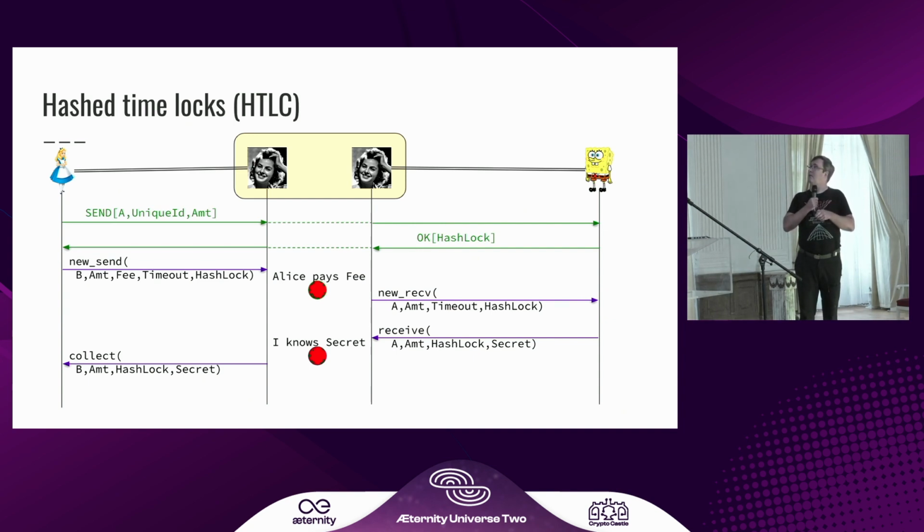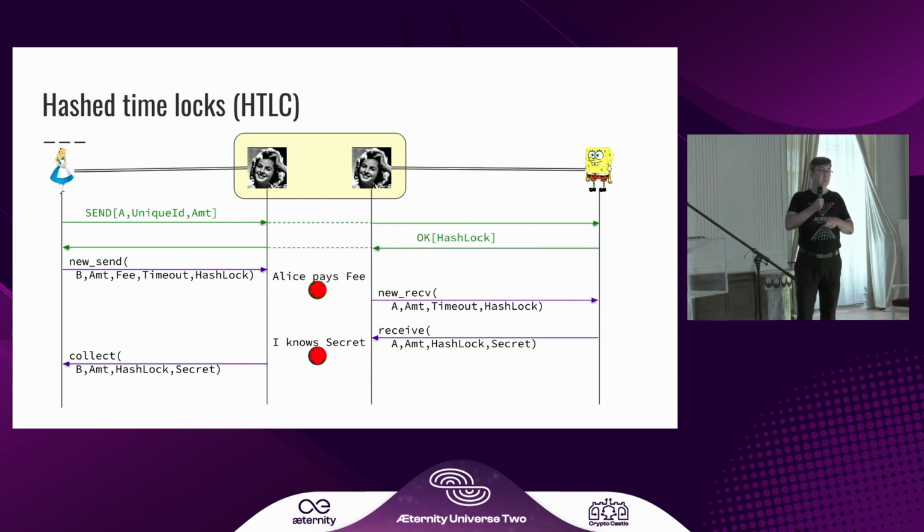Ingrid forwards the contract call, essentially makes a corresponding contract call on Bob's channel. This is called a new receive. And Bob can collect by providing the secret. And this allows the contract to spend the amount to Bob. And of course, since Ingrid has to co-sign the contract call, she now knows the secret. So then she can collect on the other side.